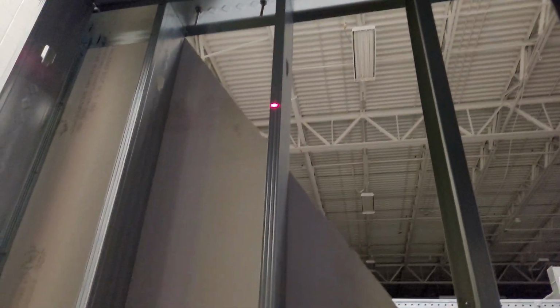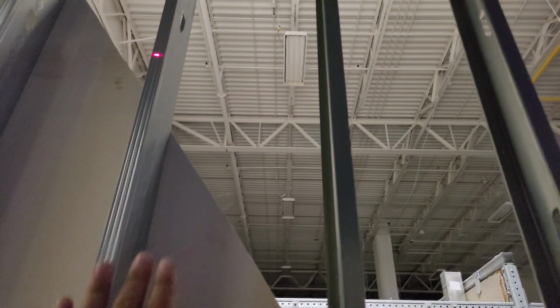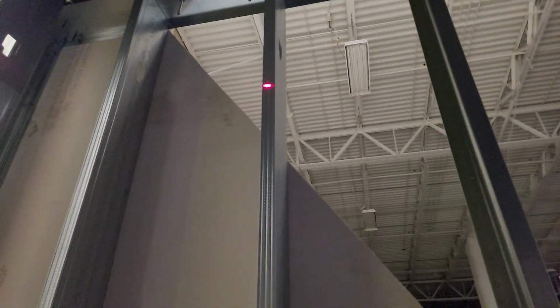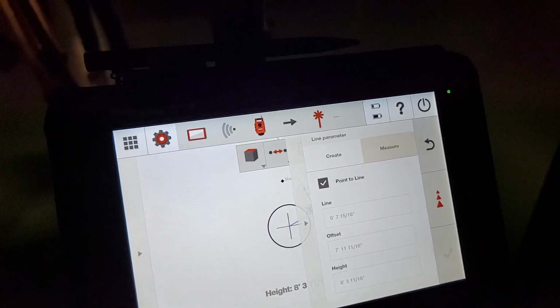Okay, now moving on to the parallel wall, I put my laser on this little stud right here, and I want to see if this wall is indeed parallel to my control wall, which is behind me. So I'm going to measure this point here and see if that measurement is the same parallel distance from the control wall all the way down. Right now, let's see that value. All right, that value offset is coming in at 7 feet 11 11/16.